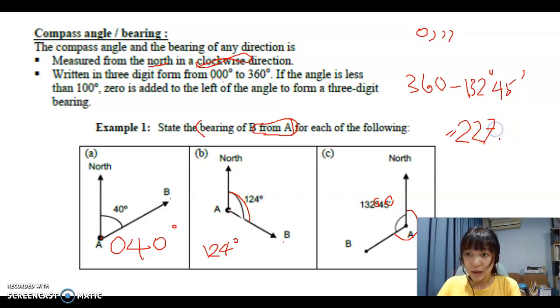So you get the answer 227.25, right? But just now, I already told you, you must write in 3 digits. But if you have a decimal here, what should you do? You only take 1 decimal place, remember? So when I round it up to 5, it becomes 3 degrees here. Round up to 1 decimal place. Okay.